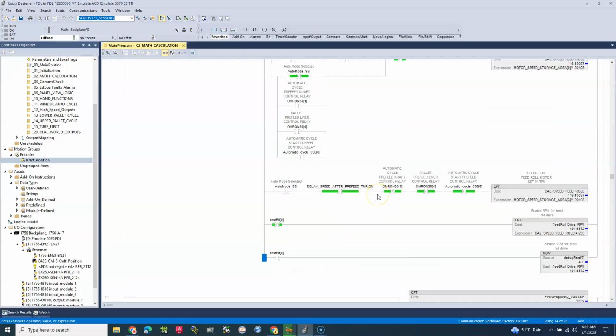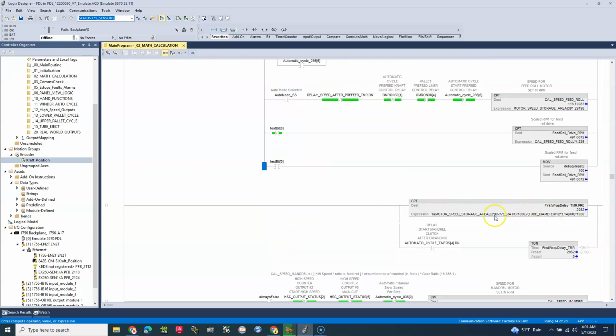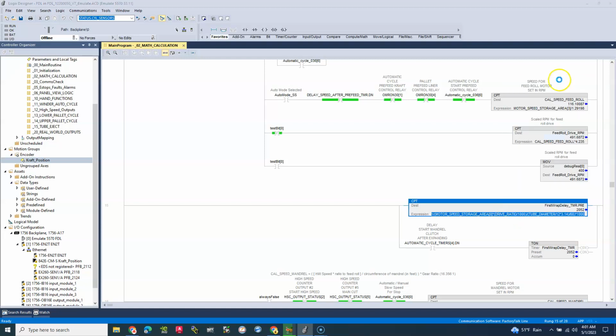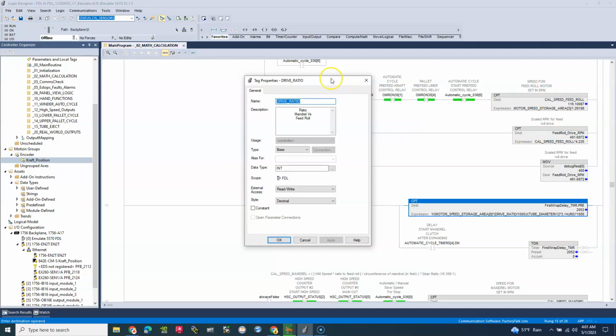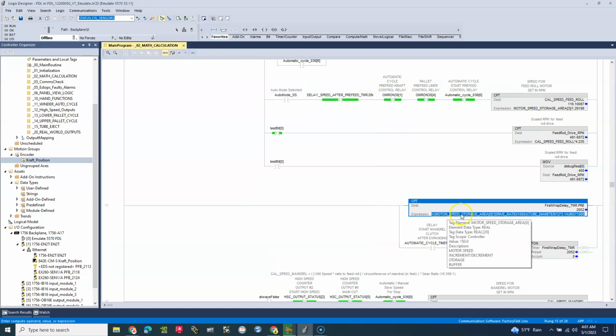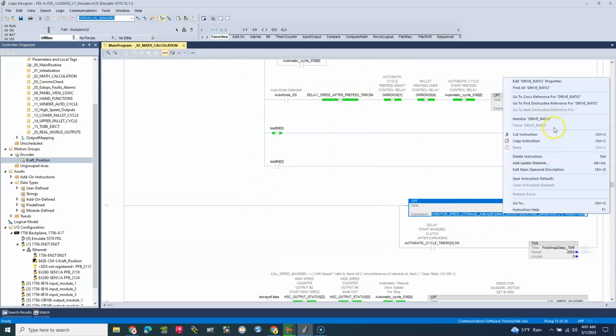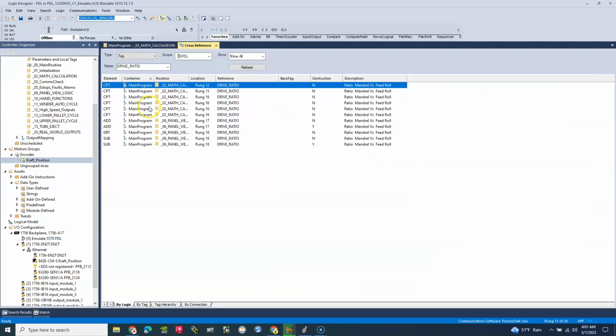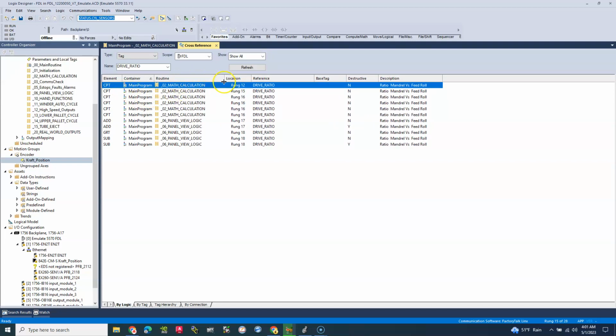What do we need for drive ratio? What can we find out? Oh, we don't want to edit, actually. That's not what we want. For drive ratio, we want to cross-reference it. What is the information, I should say, that we need for the drive ratio?